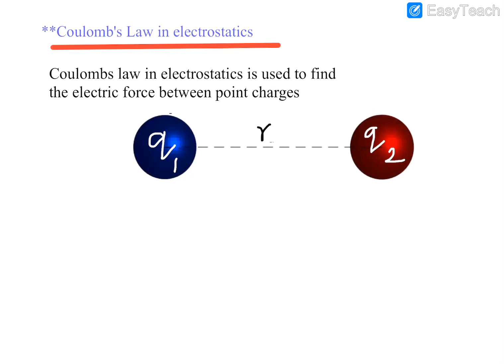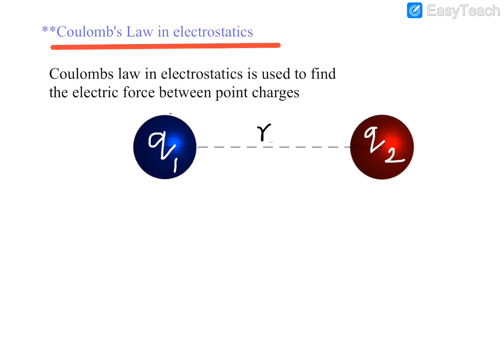Consider the diagram. There are 2 point charges. One is Q1 and the other is Q2. Here you can see Q1 is a point charge, Q2 is another point charge, and they are separated by a distance r. So in between Q1 and Q2 there is a distance r. This r is small enough. Now you want to find the electric force between Q1 and Q2.